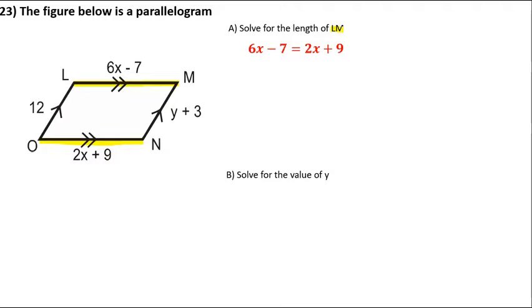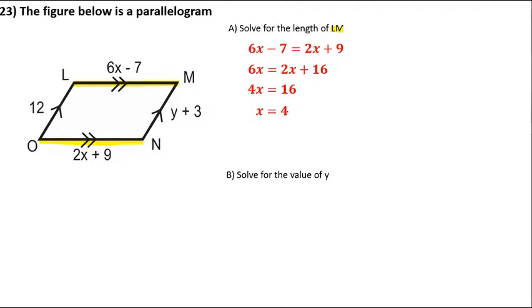Then next thing I do is I add 7 to both sides. So I get 6x equals 2x plus 16. Now I'm going to subtract 2x from both sides. So I get 4x equals 16. Divide by 4, I get x equals 4.